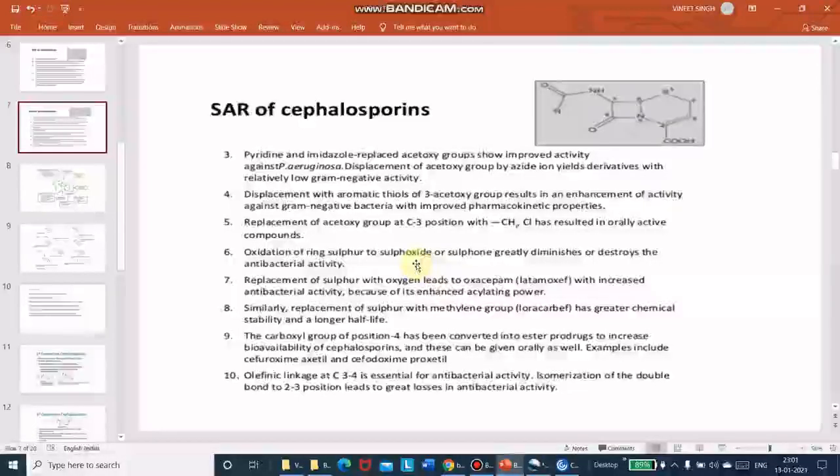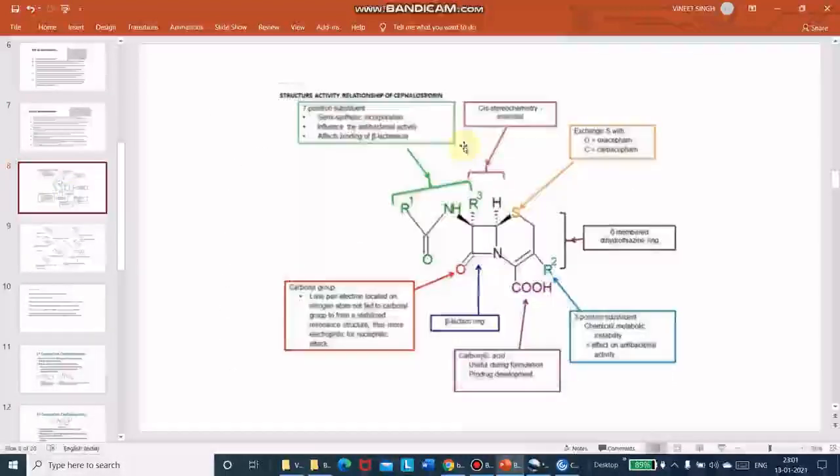The 10th point is the allylic linkage. The double bond linkage at C3 and 4 is essential for antibacterial activity. Isomerization of the double bond to the 2 or 3 position leads to great loss in antibacterial activity. Here is a very summarized form of this SAR. This is the form, this is this form, the trans beta lactam ring.